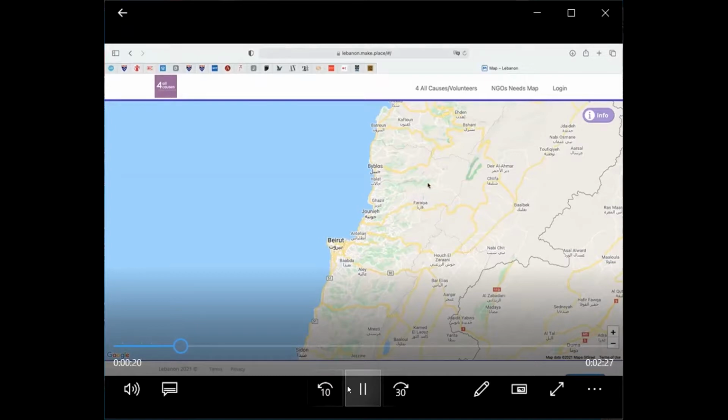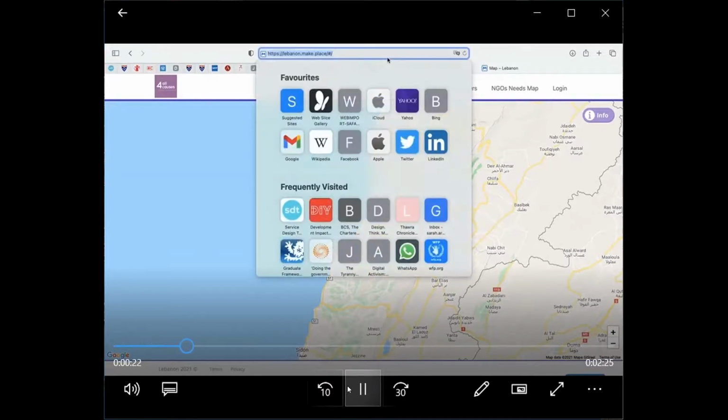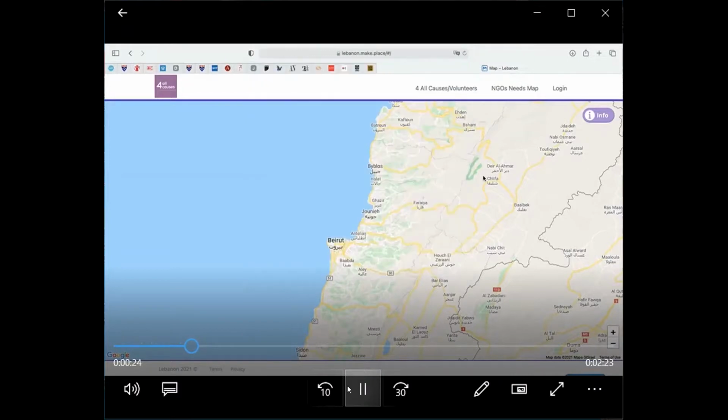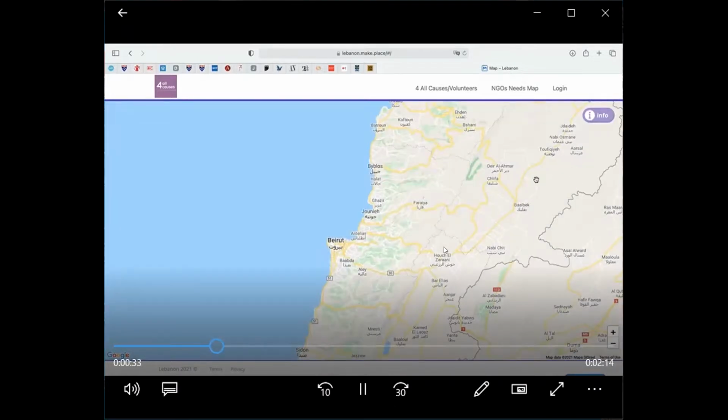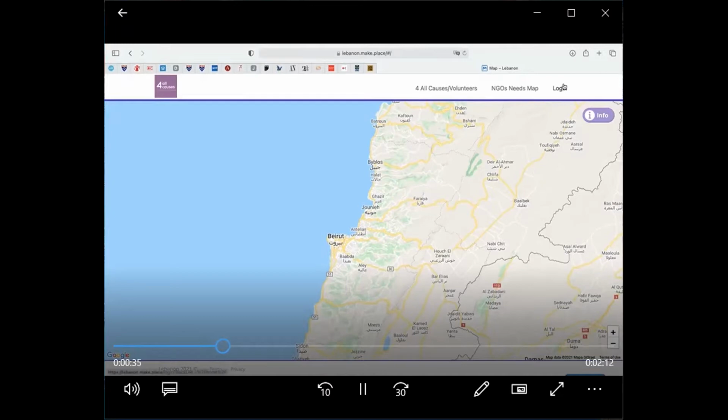In order to access the map, you will have to go to the website lebanon.make.place. Once you've opened the website, you will find a map of Lebanon. To know more about the map, you can press on Info to read the description about it. In order to participate, you will have to press on Login.